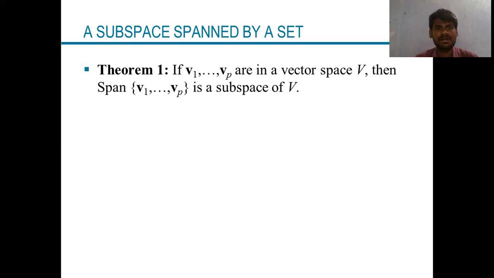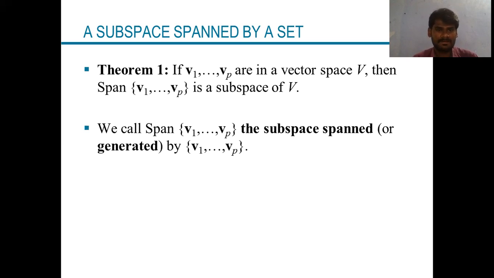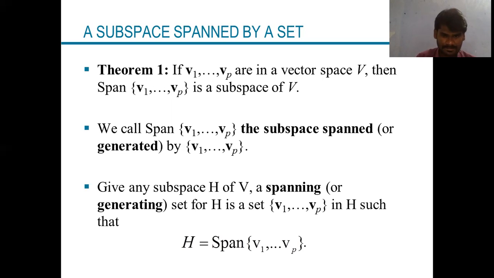Next theorem: if v1, v2 up to vp are in the vector space V, then the span of v1, v2 up to vp is a subspace of V. We call the span of v1, v2 up to vp the subspace generated by or spanned by v1, v2 up to vp. Given any subspace H of V, there is a spanning or generating set v1, v2 up to vp in H such that H equals the span of v1, v2 up to vp.